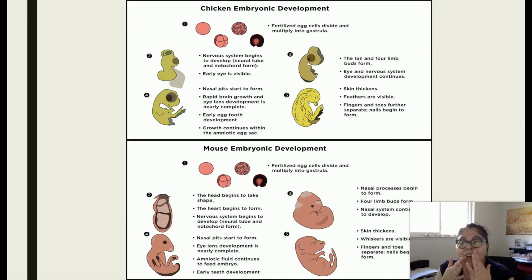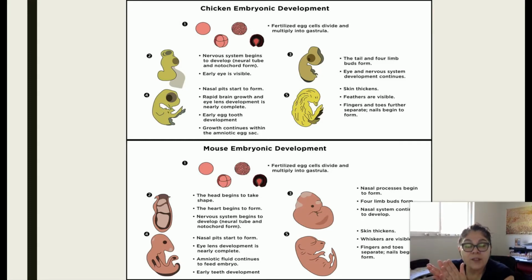And then the beginning of egg tooth development. That's a type of formation that helps them get out of the egg. And they have growth in their embryonic sense, so they're starting to get bigger. They're not developing in different things, they're also growing now. And then finally in the 5th stage, they start getting their feathers.